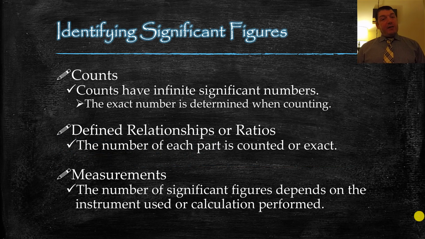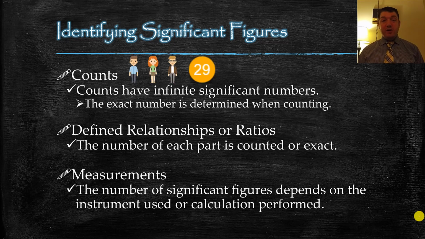So when we're trying to identify significant figures, it's really about how many significant figures a value has. One of the ways we know is by identifying the type of value it is. First, counts. A count is something where you have objects and you're literally counting them. So if I had students in the classroom and I started counting them, 1 student, 2 students, 3 students, and got to 29 students, that would be exactly 29 students.